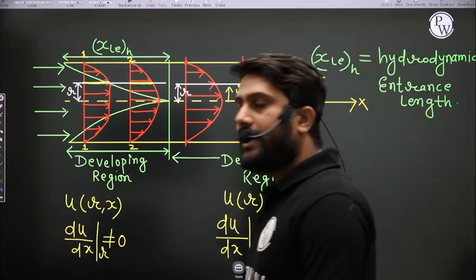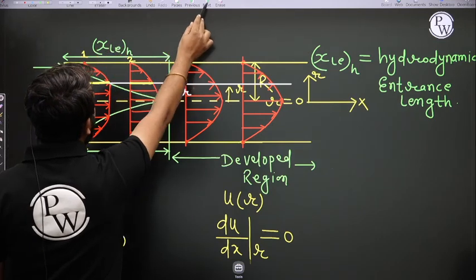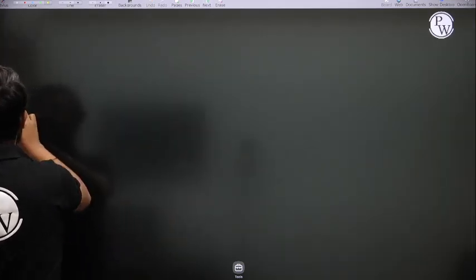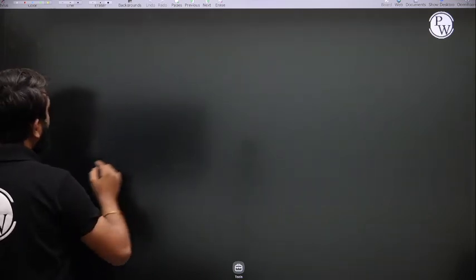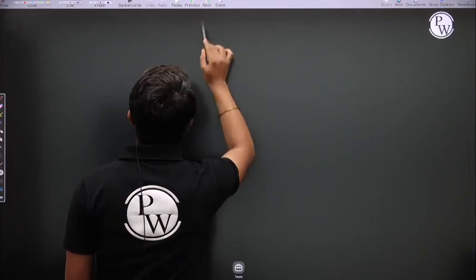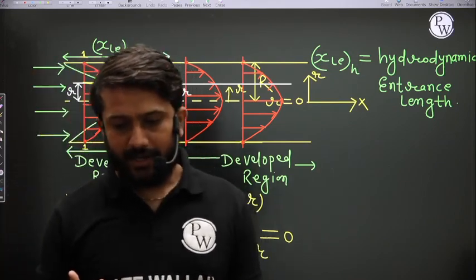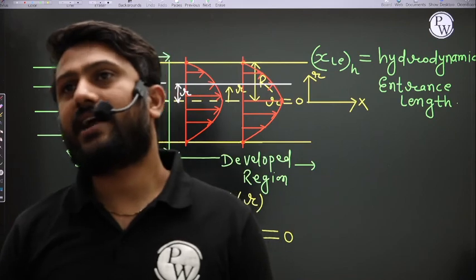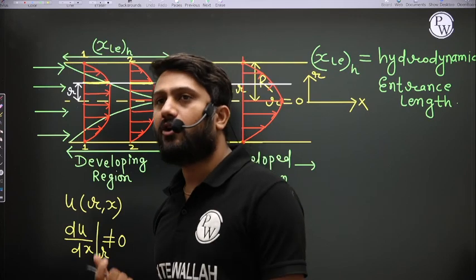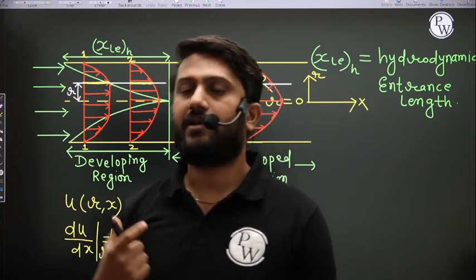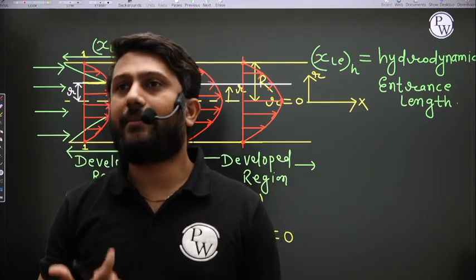Is it okay? Now see, what is this hydrodynamic entrance length? There is some empirical relation for this entrance length. How do I calculate this hydrodynamic entrance length? First, you have to know whether the flow inside this pipe is laminar or turbulent. First, you have to understand the condition of the flow. What is the type of the flow, laminar or turbulent?